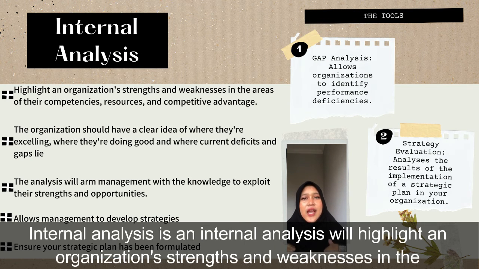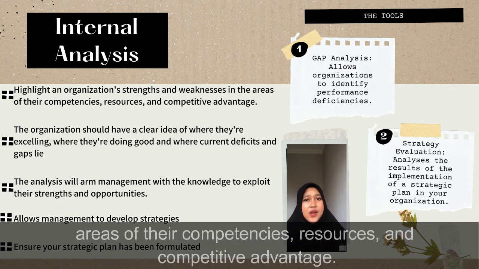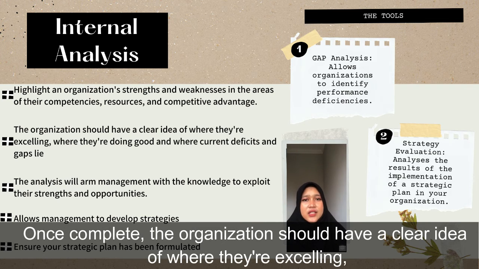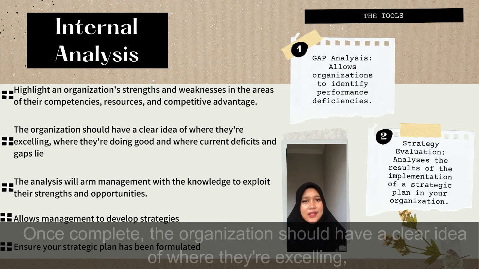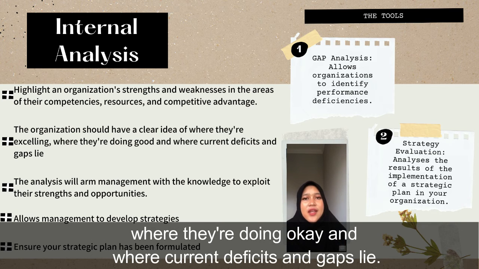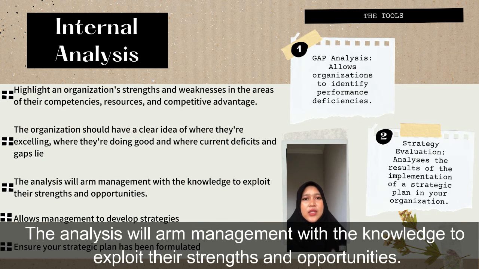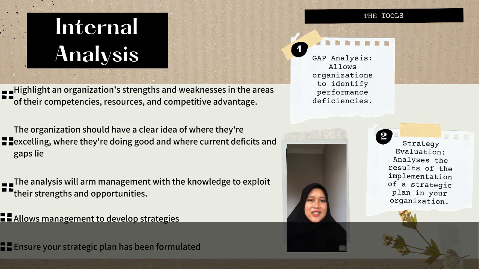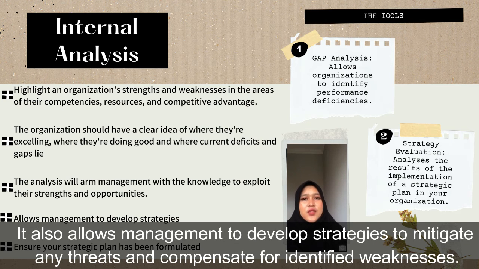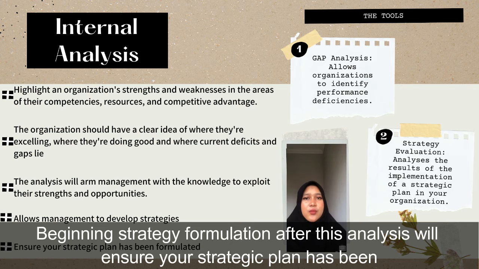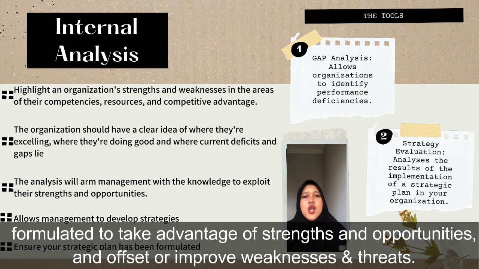An internal analysis will highlight an organization's strengths and weaknesses in the area of their competencies, resources, and competitive advantage. Once complete, the organization should have a clear idea of where they are excelling, where they are doing okay, and where current deficits and gaps lie. The analysis will arm management with the knowledge to exploit their strengths and opportunities. It also allows management to develop strategies to mitigate any threats and compensate for identified weaknesses. Beginning strategy formulation after the analysis will ensure your strategic plan has been formulated to take advantage of strengths and opportunities and offset or improve weaknesses or threats.